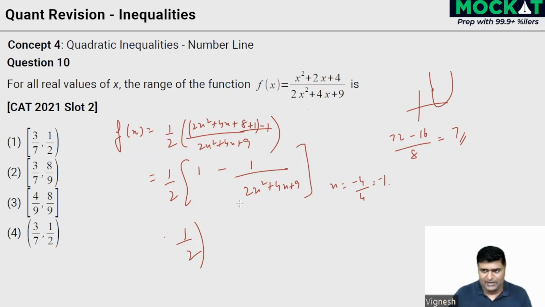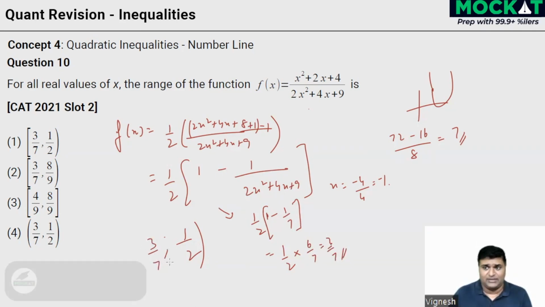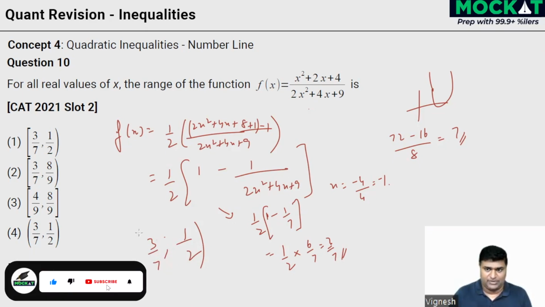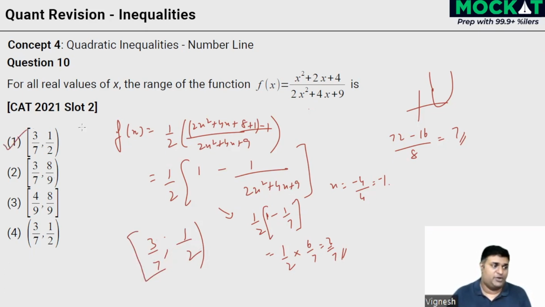So 7 is what it can take, right? If it takes a value of 7, then we get half into 1 minus 1 by 7. Sorry about that. Half into 1 minus 1 by 7, that's the lowest value over here. So half into 1 minus 1 by 7 is going to be half into 6 by 7. You simplify and you get 3 by 7. So it's going to be from 3 by 7 to half. Now, can it take the value 3 by 7? Yes, it can, right? This can be 7. So this has to be included over here. So 3 by 7 to half this way. So option 1 becomes the answer, right?